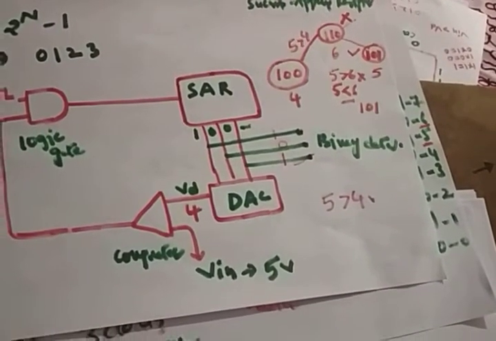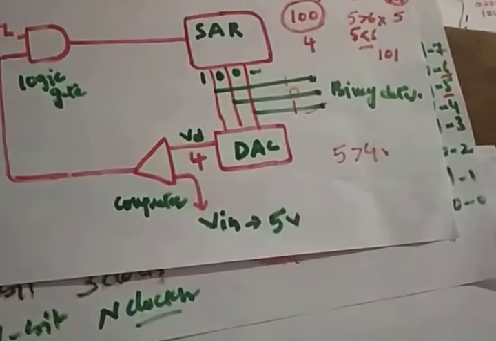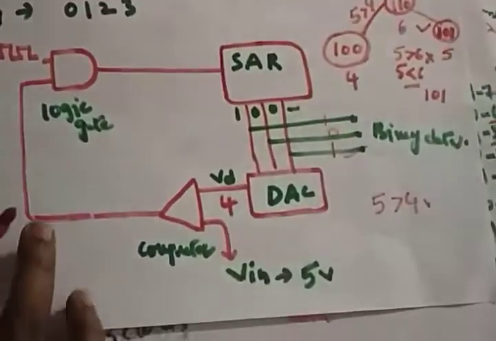Next you have two options. The first option is Vin greater than VD. What is VD? VD is nothing but the digital to analog converter output. If Vin is greater than VD, then whatever your MSB bit is set now, you have to set the next bit. If Vin is less than VD, you have to reset the previous bit and set the next bit. That's it. Those are the conditions you have to understand. I'll explain one more time.